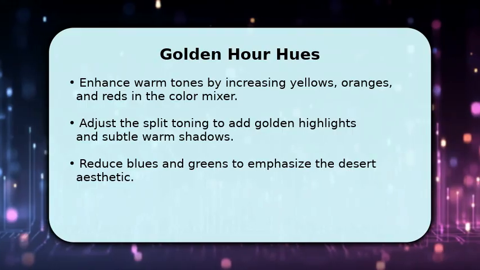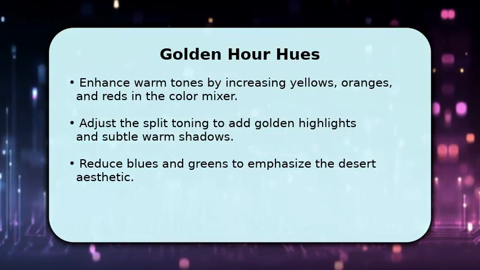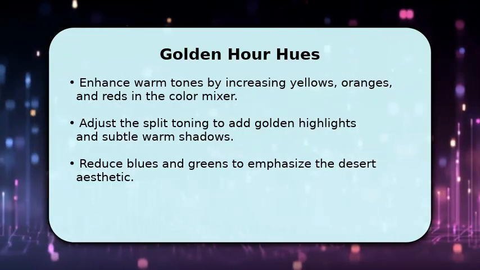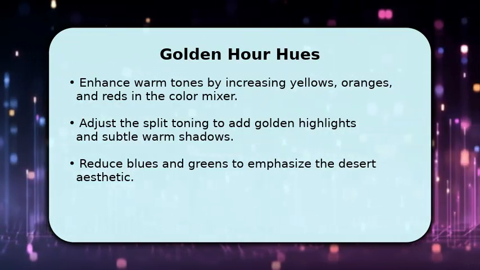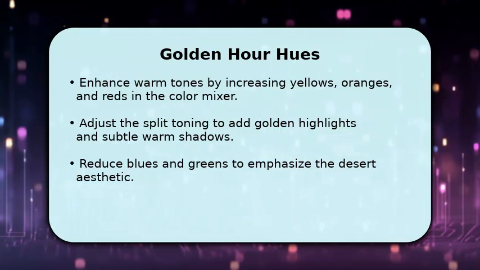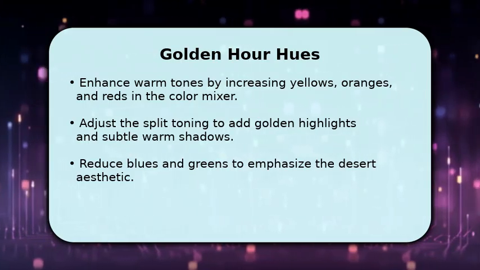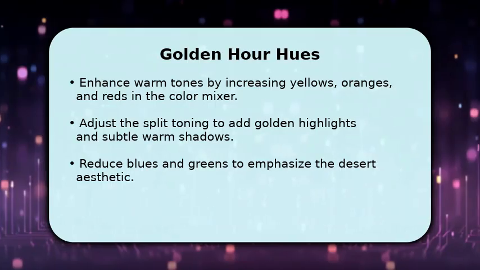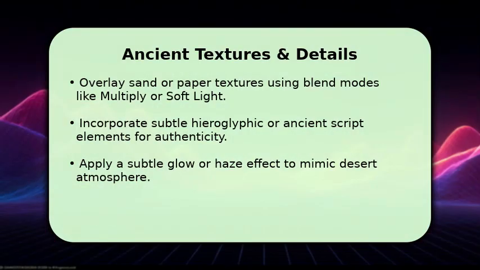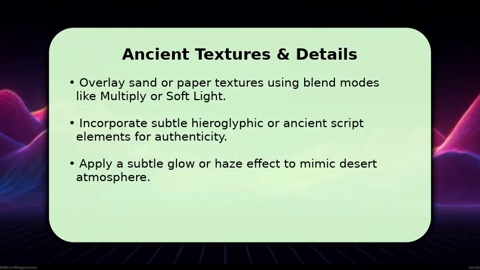Boost the warm tones by increasing the saturation of yellows, oranges, and reds in your color mixer. Then, use split toning to introduce golden tones into the highlights and a touch of warmth into the shadows. This creates a rich, desert-like ambience. Simultaneously, reduce the vibrancy of blues and greens to further emphasize the arid, ancient Egyptian feel, making your subject truly pop.